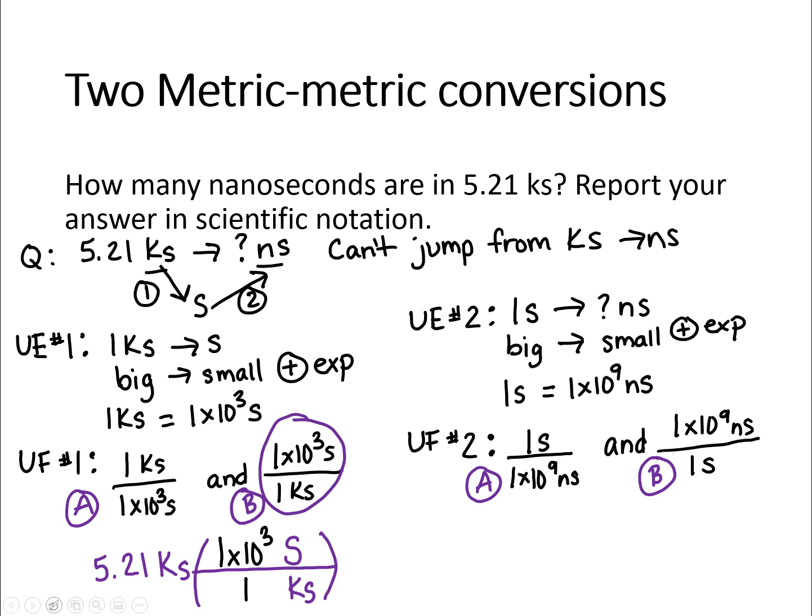What about for the second one? Because we're not done yet. We still have this unit factor number 2. So are we going to be using A or B? Yeah, we're going to be using B because we want nanoseconds at the end, which means we need to be able to cancel out seconds.